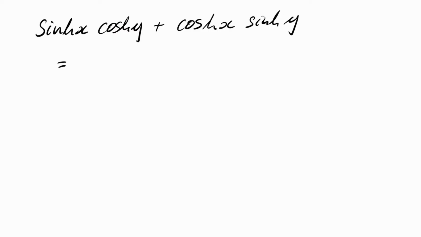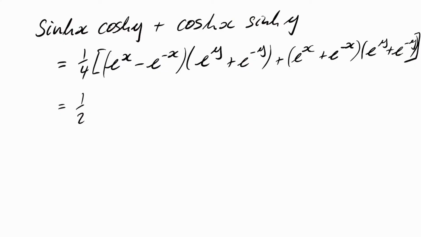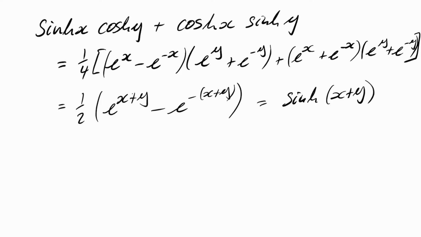So for example, if I consider sinh x cosh y plus cosh x sinh y, what does this become? Well, let's just work it all out. So all I've done there is insert the definitions into this. And if I expand all this out, what I find is that this is equal to 1 over 2, which is just equal to sinh of x plus y. And in fact, each trig identity has an analogous one for hyperbolic functions, just with the rule that products of sinh get a -1 factor.